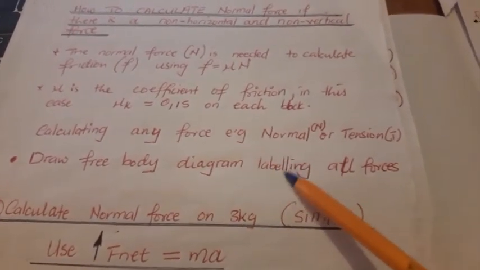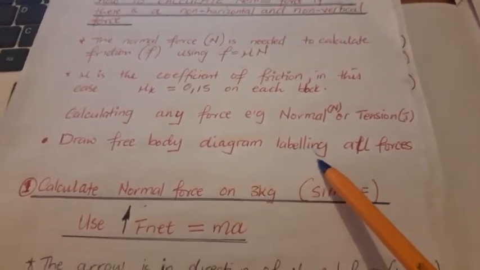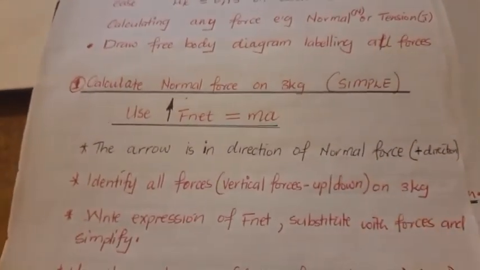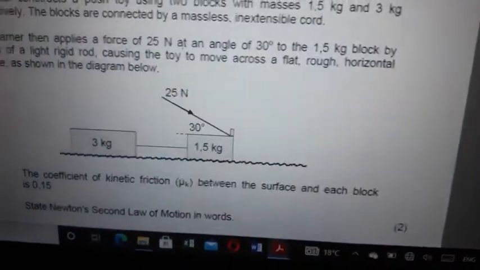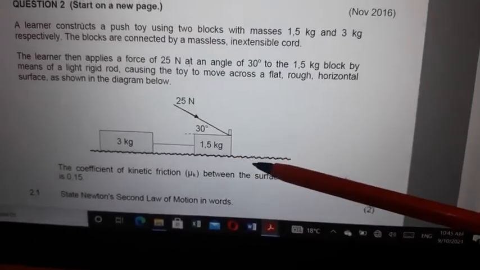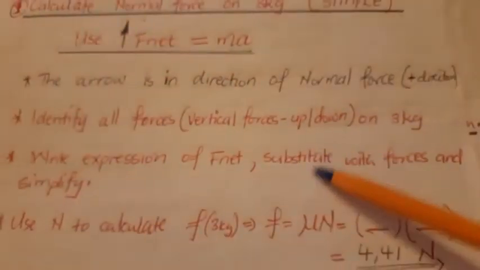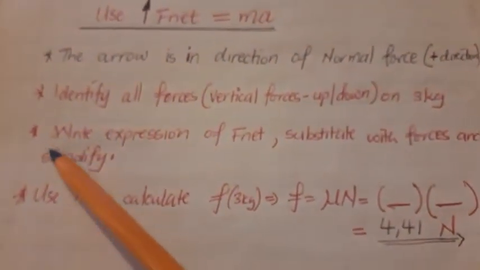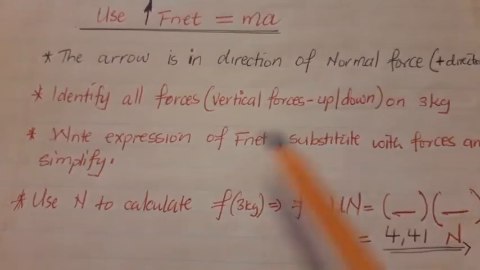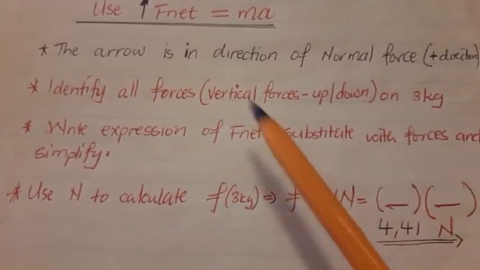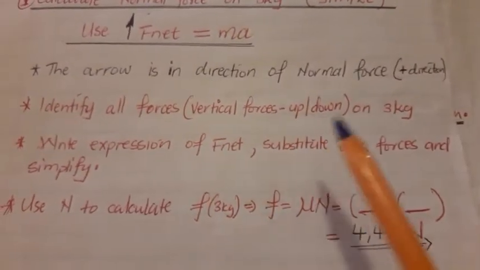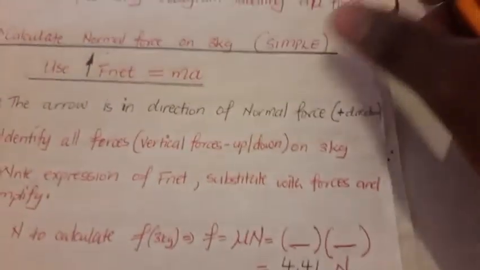That is the first step in every question. We need to draw the free body diagram. For this question, we have 3 kg and 1.5 kg. I'll draw the free body diagrams for you, but try to draw them first, then I'll show you. Then the next thing is to use the expression of net force. Identify all forces and write an expression of net force. Remember, ma is equal to F1 plus F2 in any direction. We'll go through all those steps, step by step.